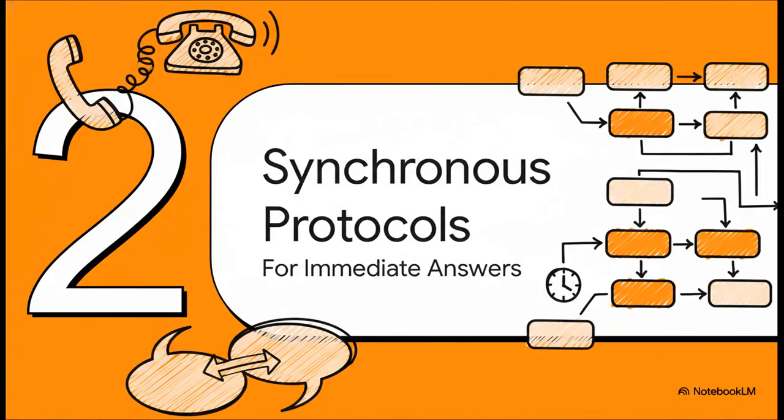So part two, the synchronous protocols. Let's really dig into that phone call model. These are the protocols you're going to reach for when one of your services absolutely needs an answer from another one right away to keep doing its job.